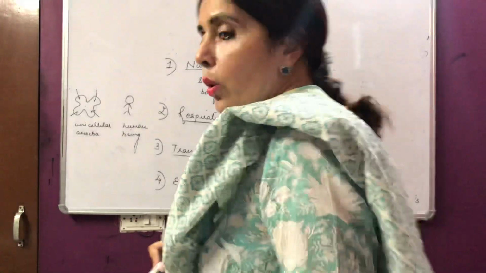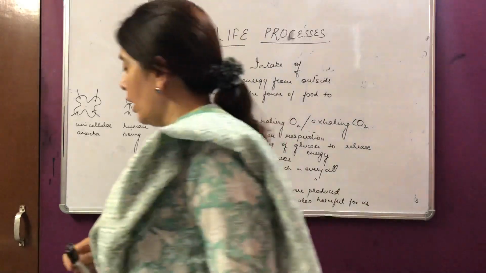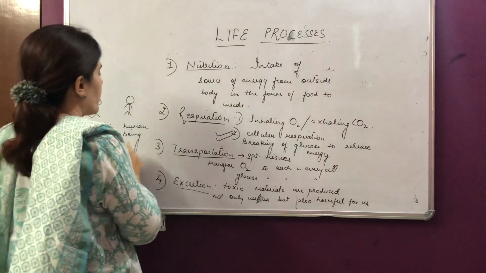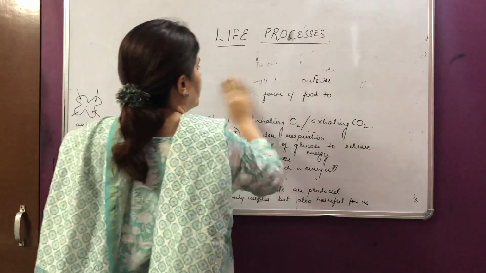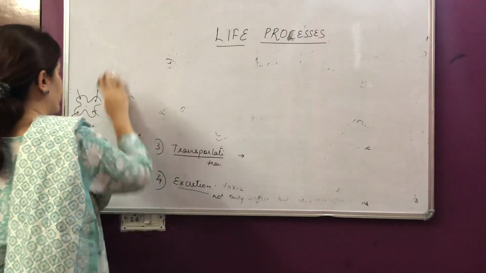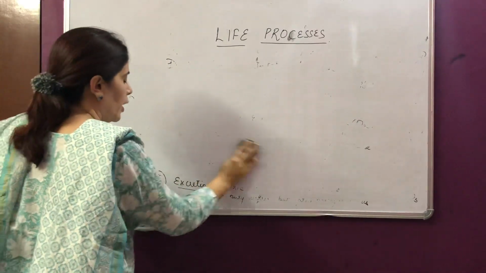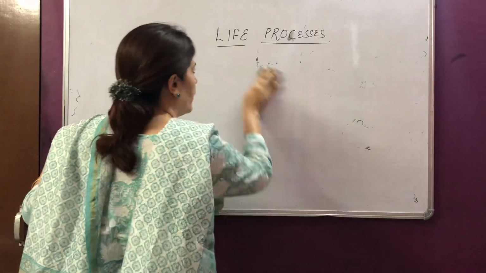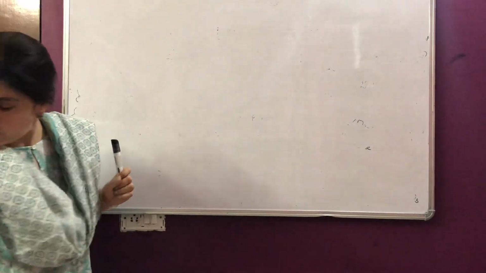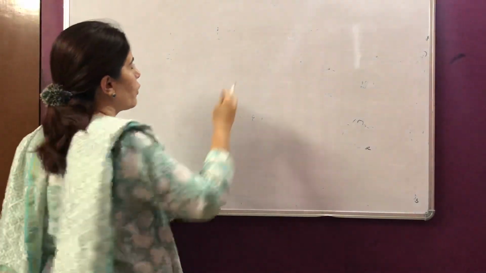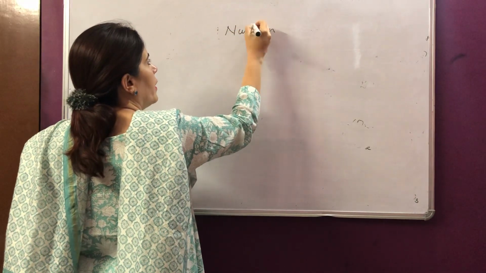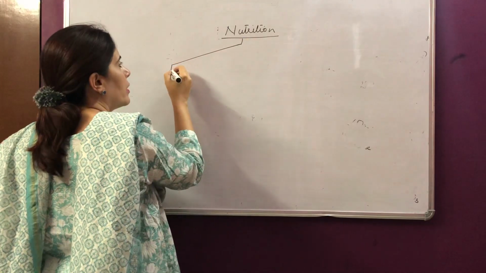So my dear students, now what we are going to do is nutrition in detail, right? The first life process which we are going to do in detail. Now see, how many types of nutrition are there? Nutrition is of two types. The first is autotrophic nutrition and the second one is heterotrophic nutrition. So nutrition can basically be divided into two types.